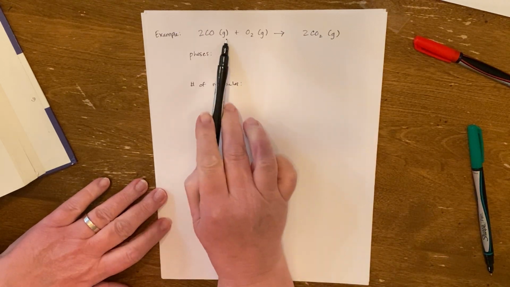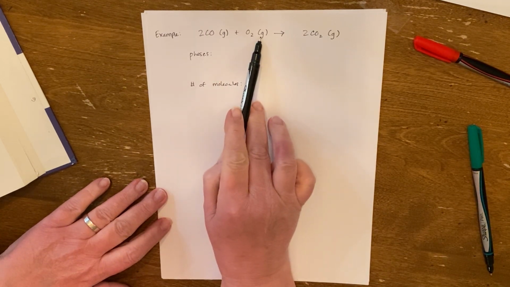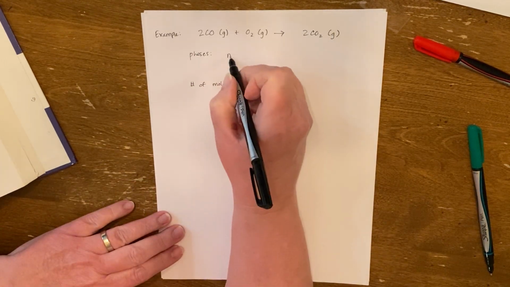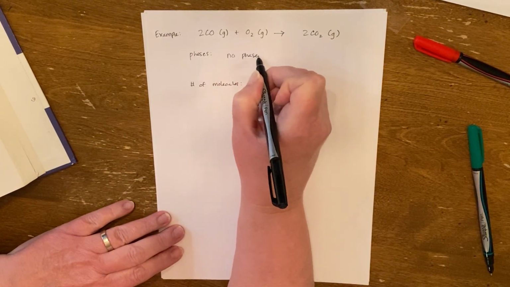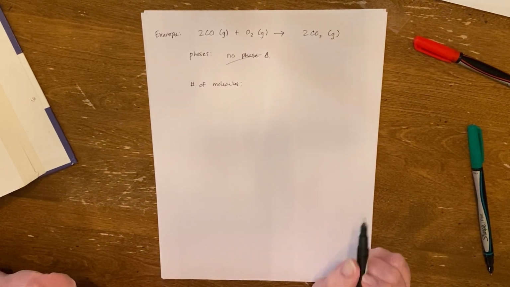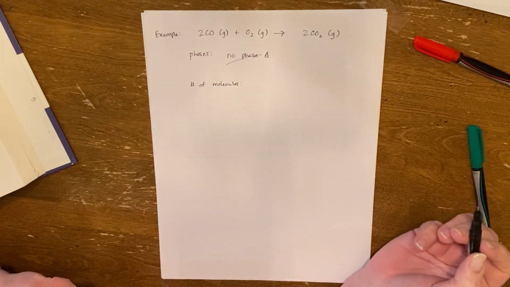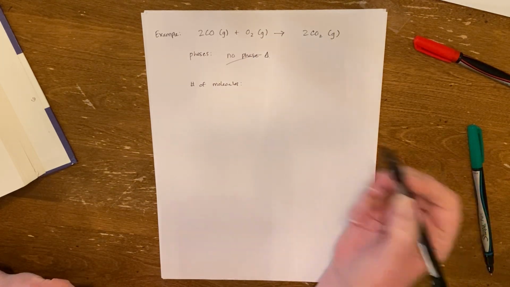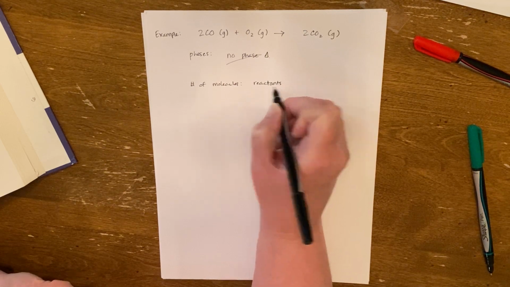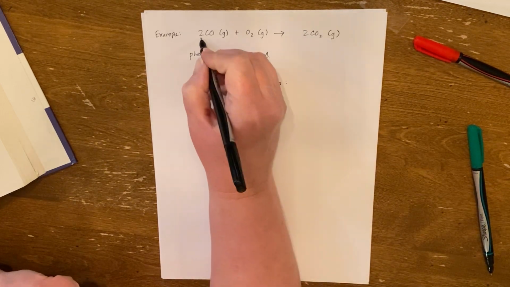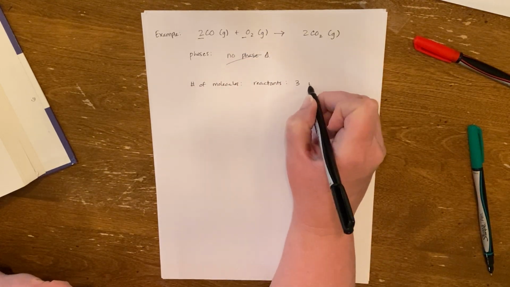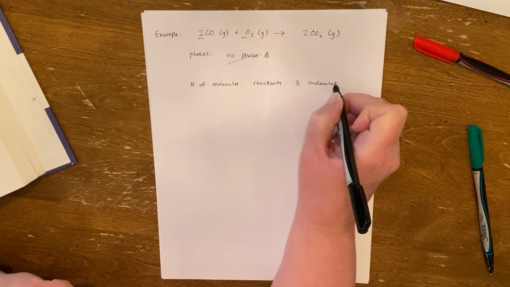Okay, well, our phase, we have gas and a gas combining to become a gas. Okay, so there's no phase change. So that's not very helpful. We can't tell by looking at phase. Nothing is changing phase. We can look at the number of molecules. In the reactants, I have 2 carbon monoxide plus 1 oxygen, so I have 3 molecules.